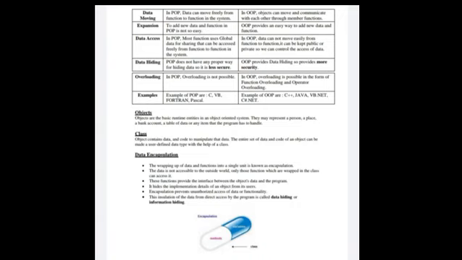Examples of POP are C, VB, Fortran, Pascal. Examples of OOPs are C++, Java, VB.NET, C#.NET.